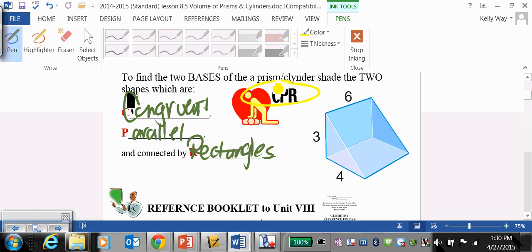Ready? I'd like you to shade what you think are the 2. Shade. You shade right down here, this triangular prism. Shade what you think the base is.